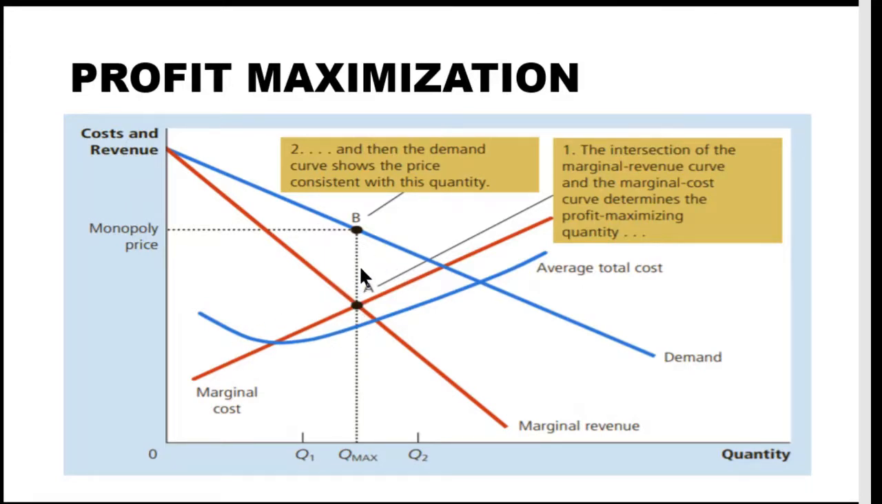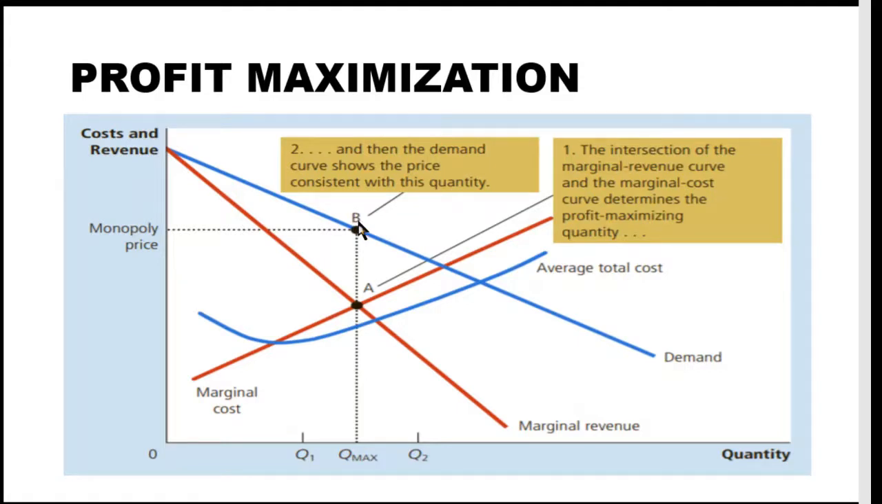So after the monopoly firm chooses the quantity of output that equates the marginal revenue and the marginal cost, which is here, it uses the demand curve to find the highest price it can charge for that quantity. So that is here. Tunong ana. Okay, so that's the price it will be offering its goods.